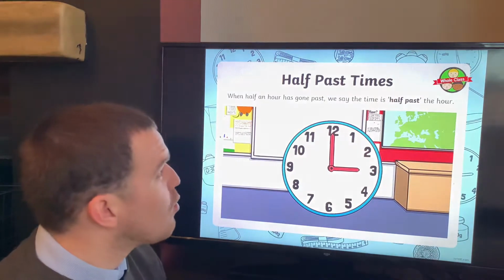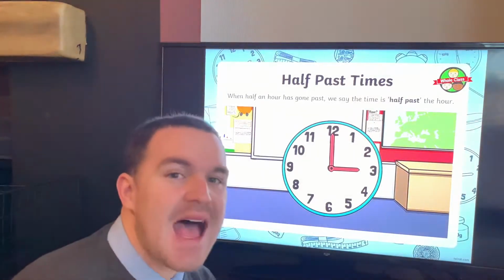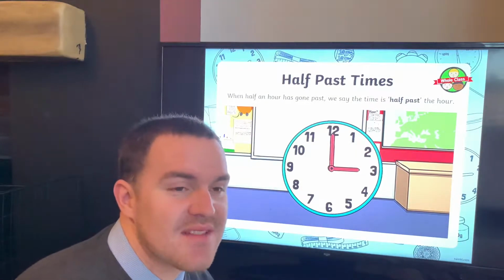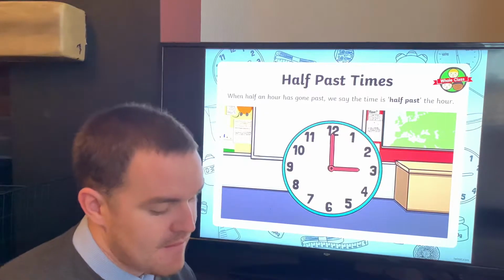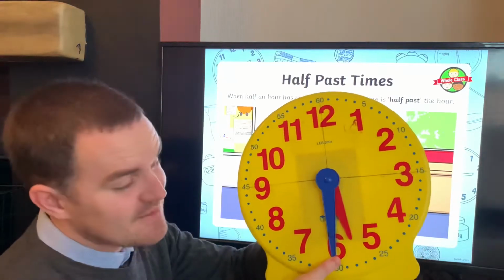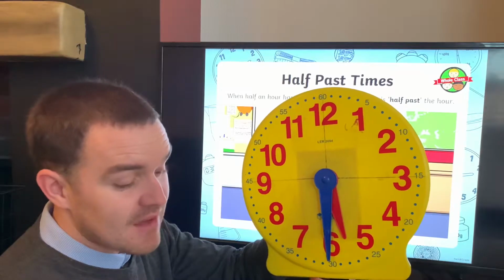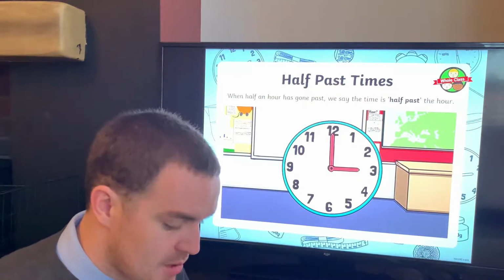Okay. When half an hour has gone past, we say the time is half past the hour. So instead of saying 5 o'clock, I would say half past 5, because you can see that our hand is now gone, it's not on 5 anymore, it's actually gone past 5. So that's important to bear in mind, okay?